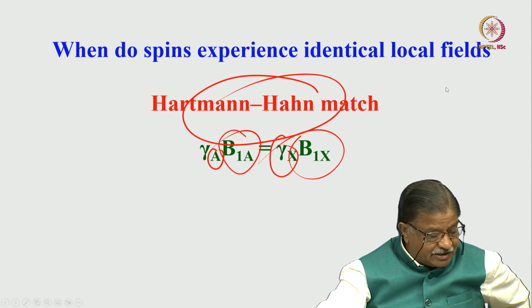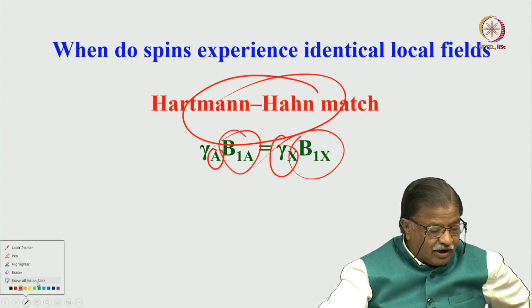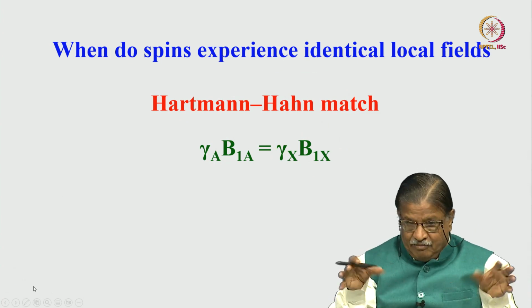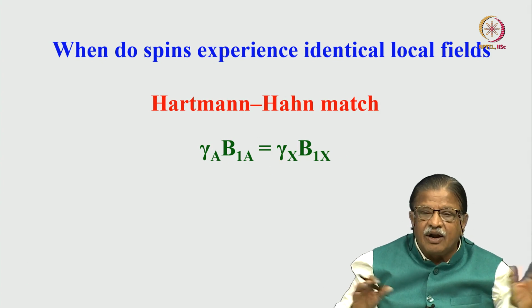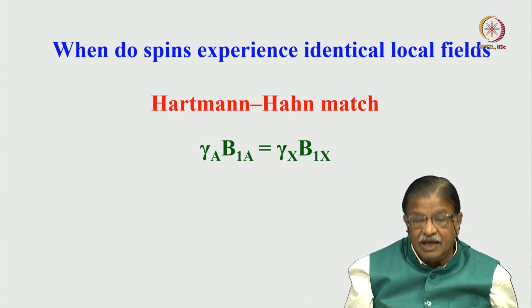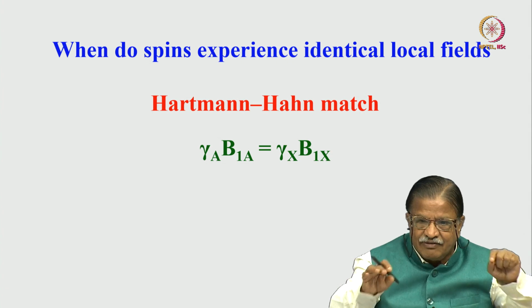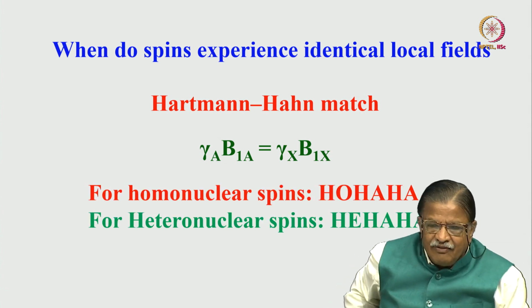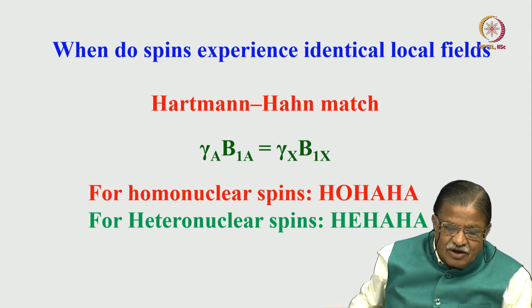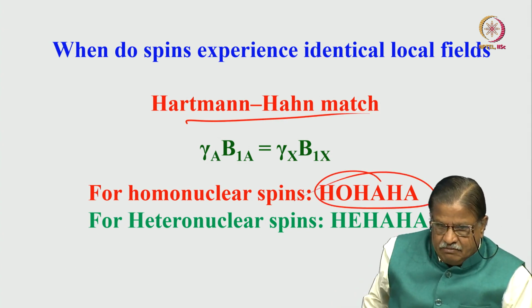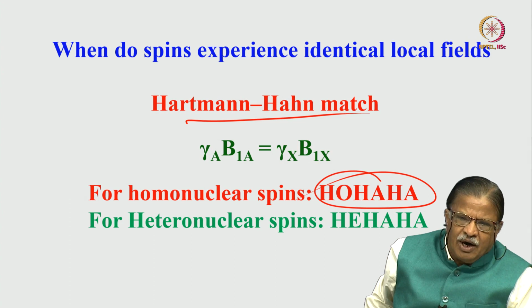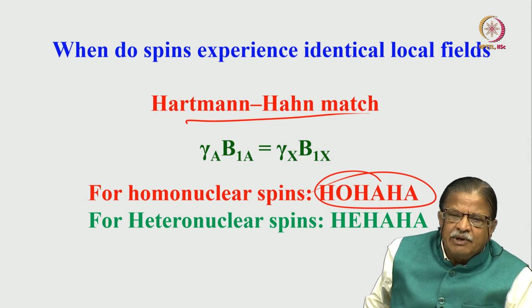If this condition is matched, this is called a Hartmann-Hahn match, then the local field experienced at A and B, both the nuclear sides, is identical. Then you are not distinguishing these two spins. Only then is there a transfer of magnetization. For the homonuclear case, this is called homonuclear Hartmann-Hahn. This experiment is called HOHAHA, homonuclear Hartmann-Hahn.